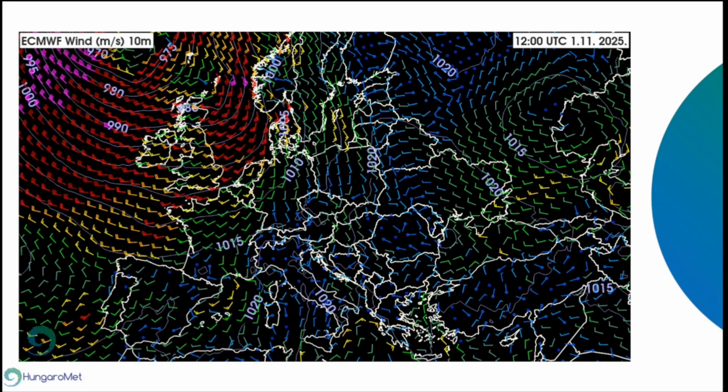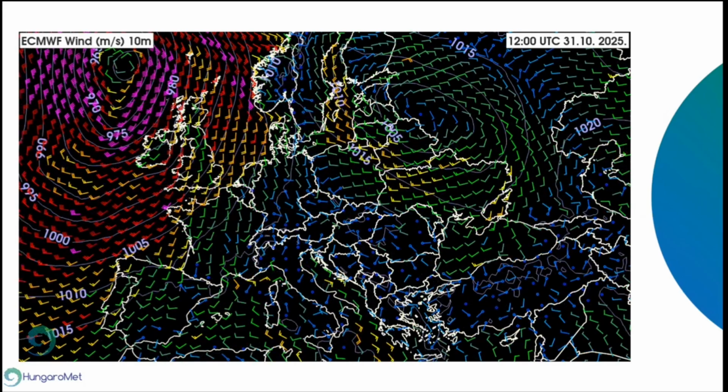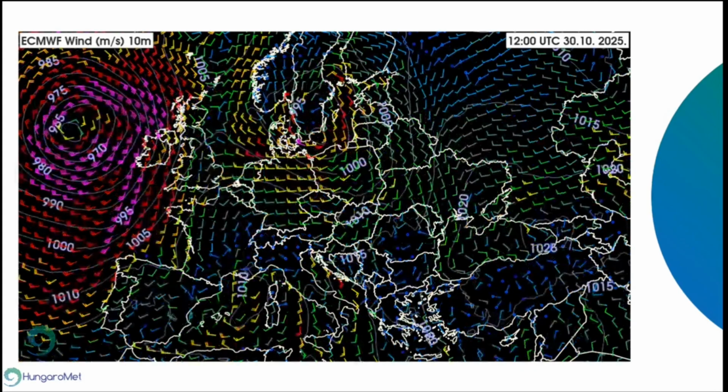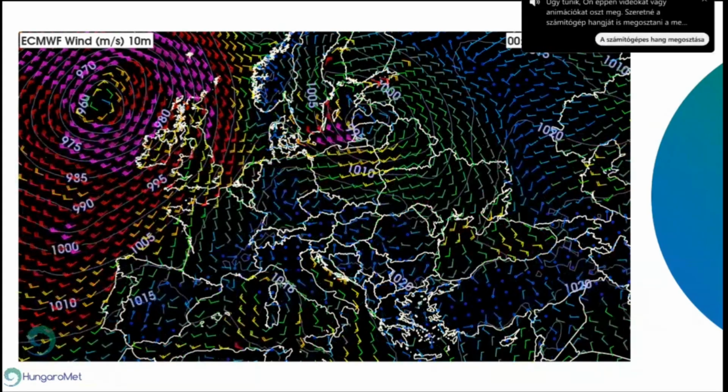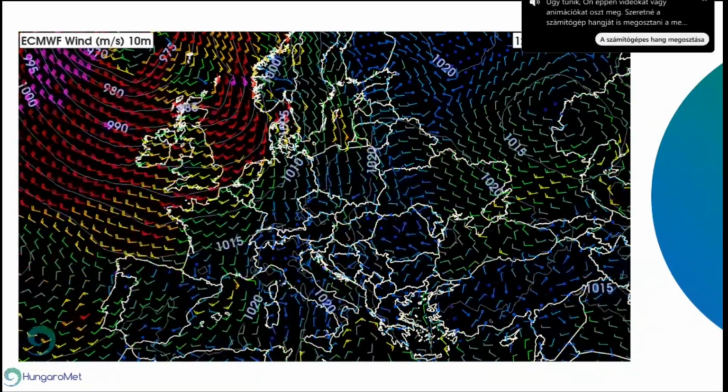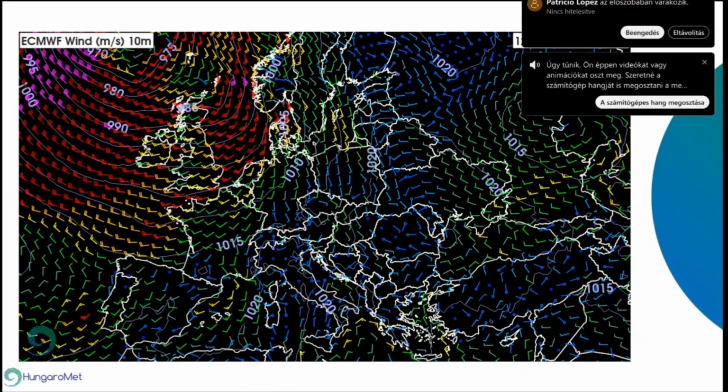And we can also see that the cyclone above Northern Europe is shifting to the east. These two are going to be the main players that will affect the weather above Europe in the next few days.